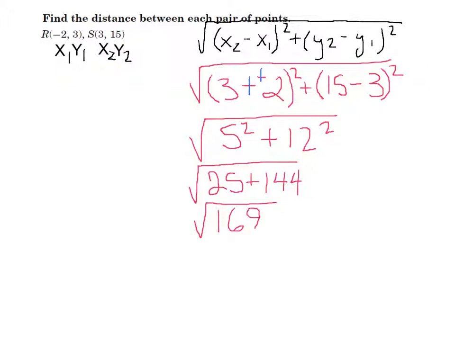Now at this point you may need to grab a calculator, but it would be helpful if you know what are called the perfect squares. Those are numbers where, when you take the square root, you get a whole number answer. And this 169 is actually a perfect square. 169 is 13 times 13. So the square root of 169 is 13. And that's our answer.